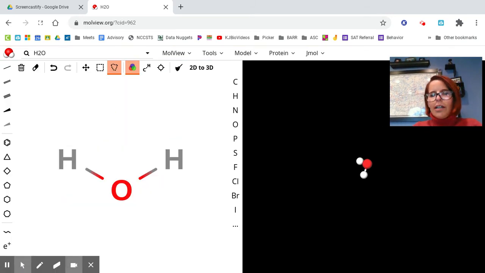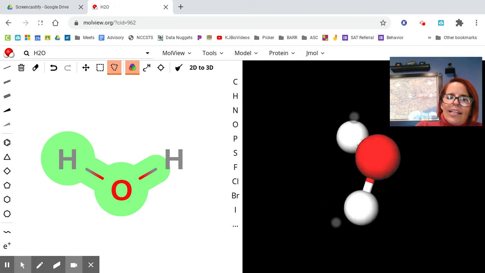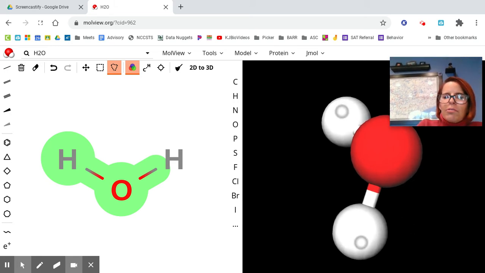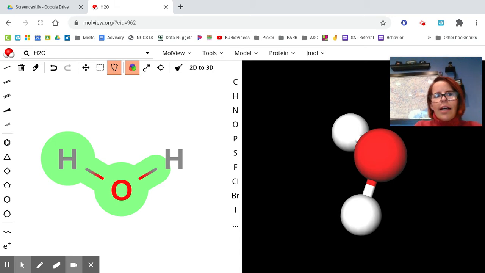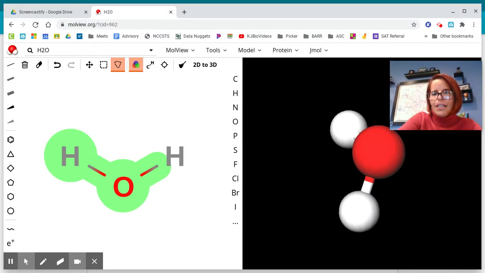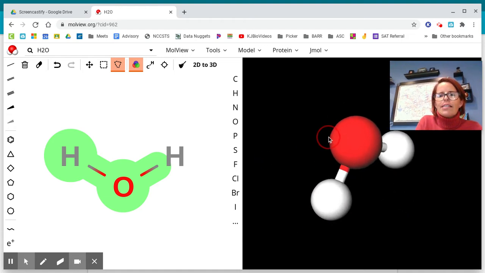And there's water. It's pulled up a diagram of water. And importantly, it's pulled up the 3D molecule of water on the right side. I'm going to rotate that molecule of water, which is trickier to do using my screen instead of my trackpad. Give me a second. I'm going to use my trackpad to try to rotate water around. So now do you see that I can rotate water in all kinds of different directions?